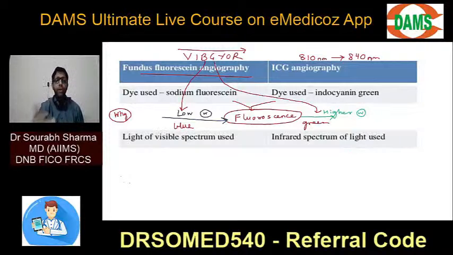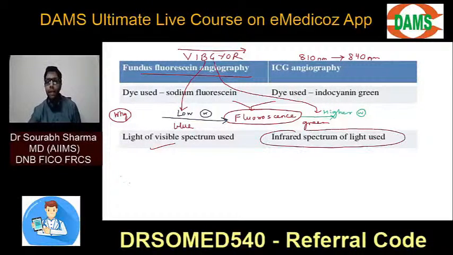Now, one more point you can write down. Visible wavelength is used in fluorescein angiography. VIBGYOR is a visible wavelength. That is what I have told you. And infrared is used in ICG. I told you already.